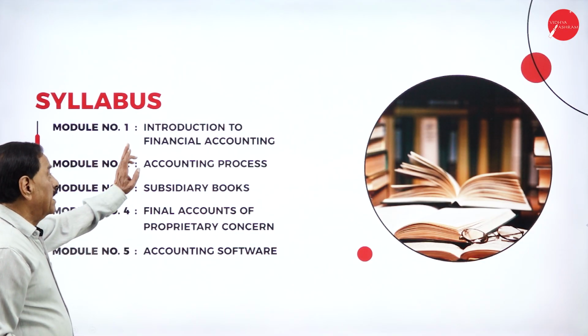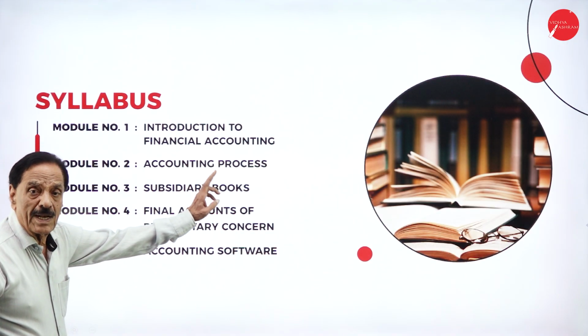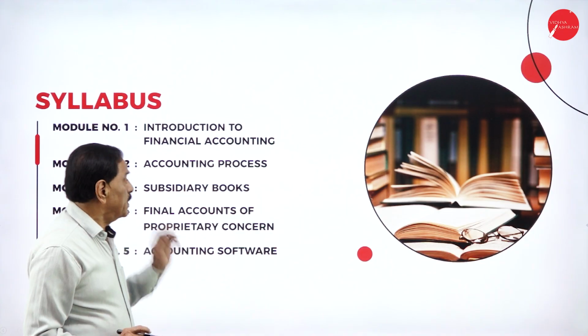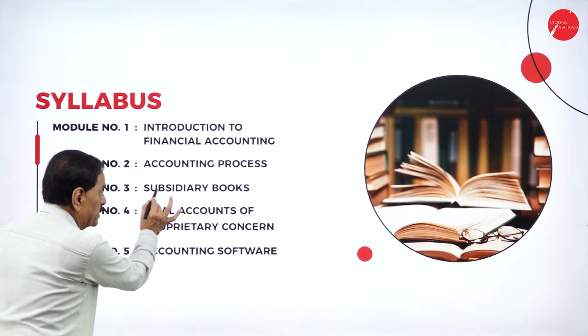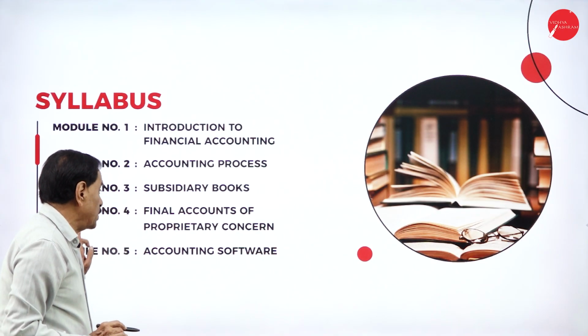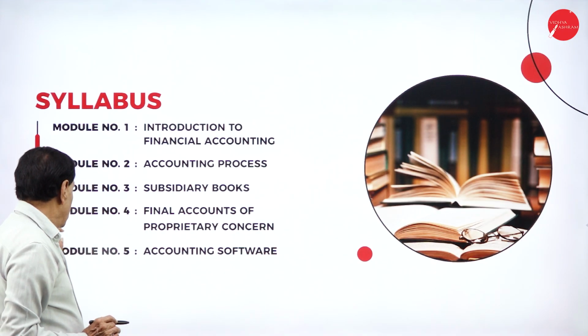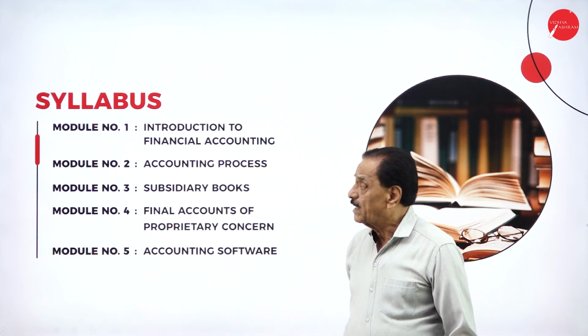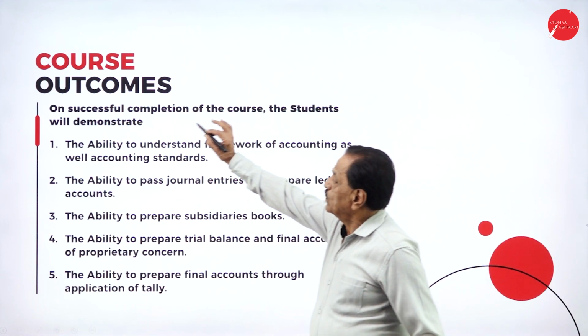What is the first one? Introduction to Financial Accounting. Module number 2, Accounting Process. Module number 3, Subsidiary Books. Module number 4, Final Accounts of Proprietary Concern. Module number 5, Accounting Software. Then we'll move on to course outcomes.